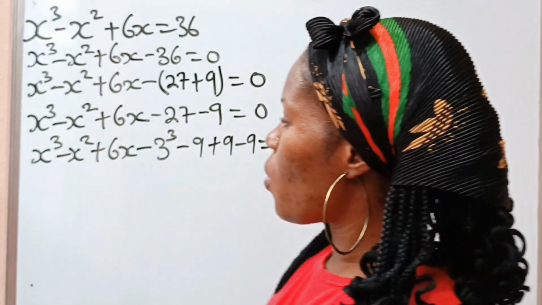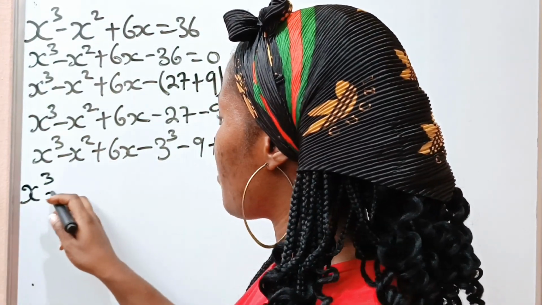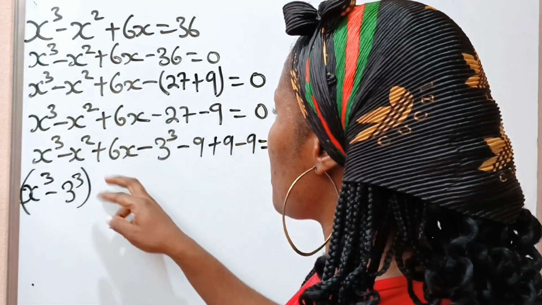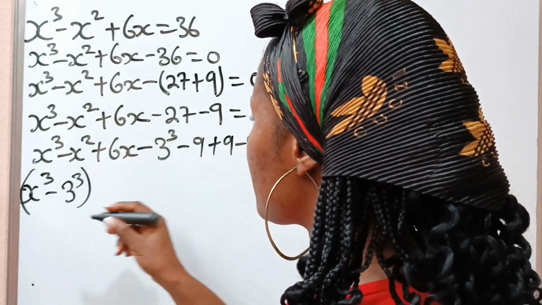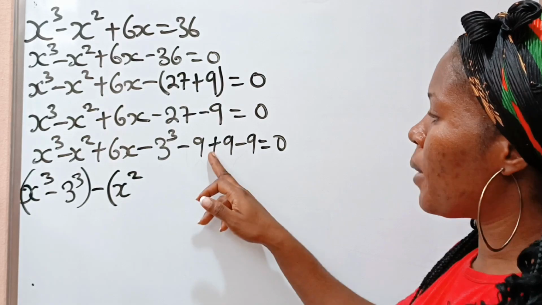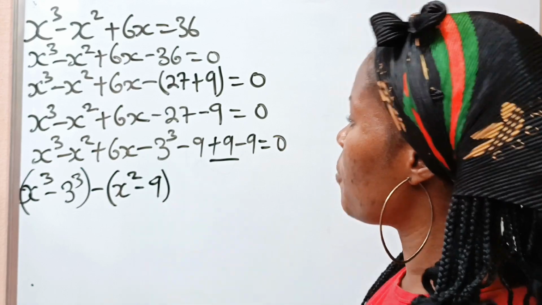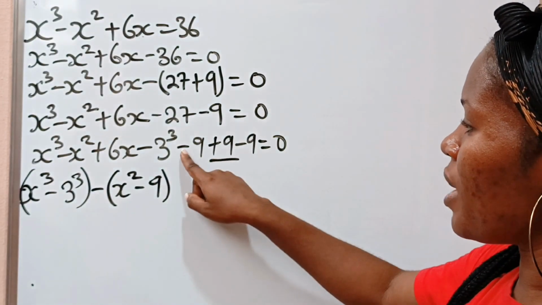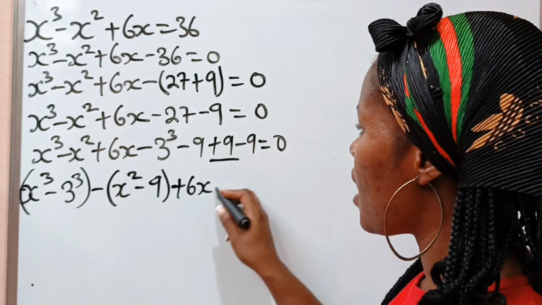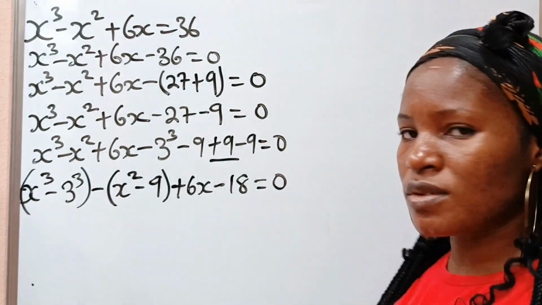All right, now we are going to collect like terms. So we have x to the power of 3 minus 3 to the power of 3. Then we have minus x squared. Then plus 9, this plus 9 can be written as minus 9. Notice that I've taken plus 9, remaining minus 9 and minus 9, and plus 6x. So I will have plus 6x minus 9 minus 9, which is minus 18, is equal to 0.